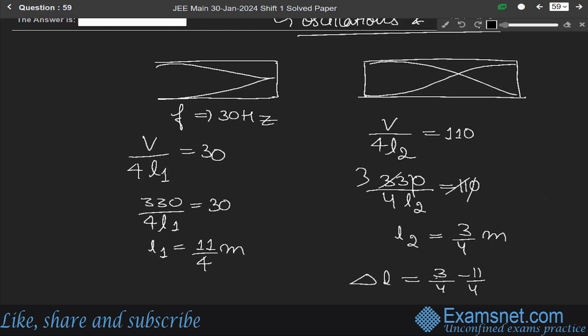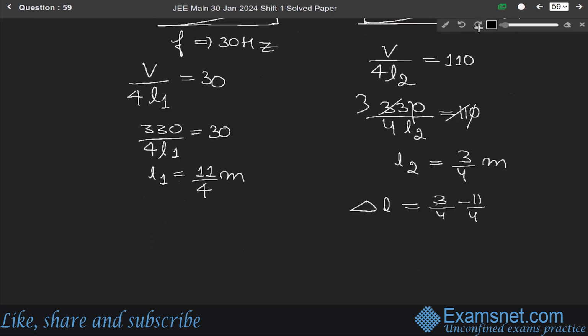Now the change in length delta L will be equal to 3 by 4 minus 11 by 4. Or we can write 11 by 4 minus 3 by 4. So it will be 11 minus 3, 8 by 4. So delta L will be 2 meter.